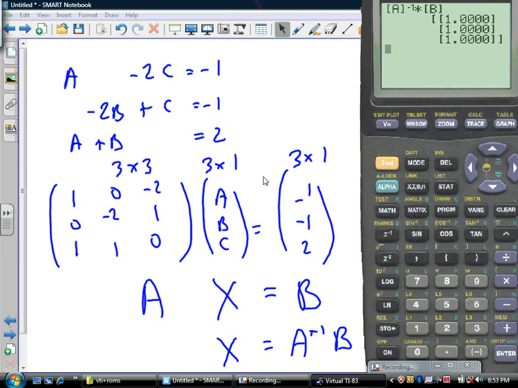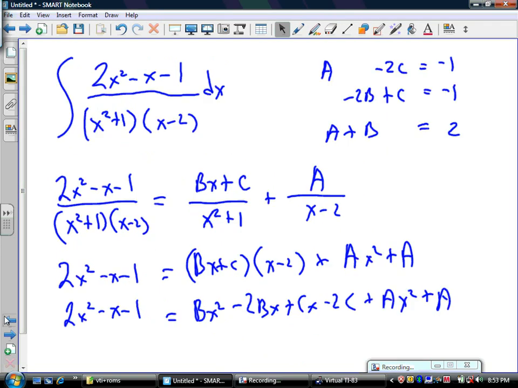What were we doing? Well, we needed A, B, and C. We figured out what A, B, and C are. That's it right there. That is X, which is the answer you're looking for. A, B, C. A is 1, B is 1, C is 1. Do you see where I'm getting what A, B, and C are? Okay. So what did I want to do with that? Well, I wanted to fill that in here. Right? So this is 1x plus 1 over x squared plus 1, plus 1 over x minus 2.